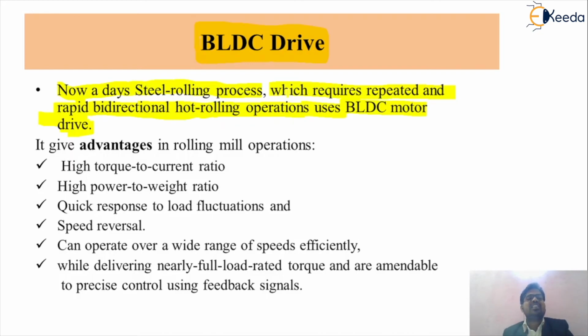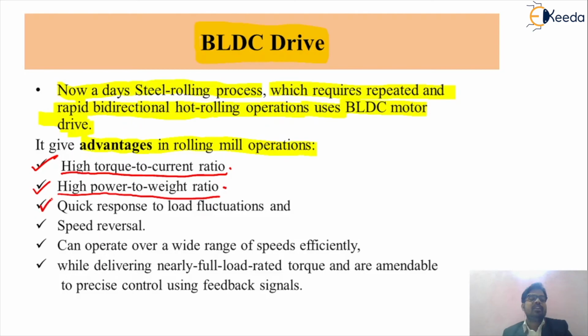So what are the different advantages in the rolling mill operation we can understand by the use of the BLDC drive? The first advantage of that particular system is that it produces a high torque to current ratio, because we have the requirement that torque should be high. The second requirement is a high power to weight ratio. So friends, in the rolling mill we require these very important parameters, and the BLDC motor will give both of these. So obviously we are preferring the BLDC drive.